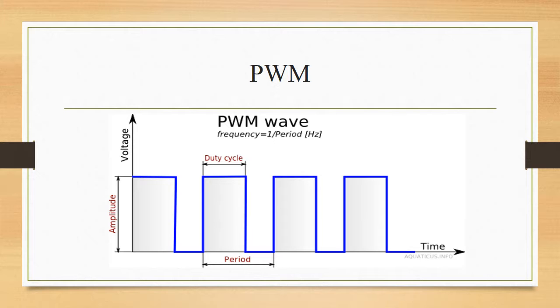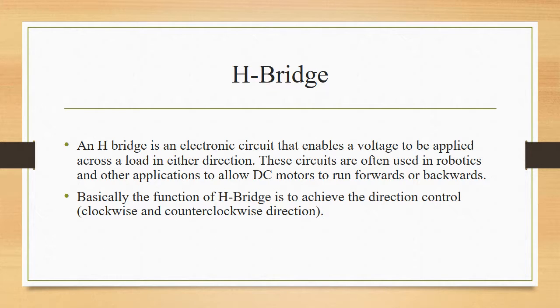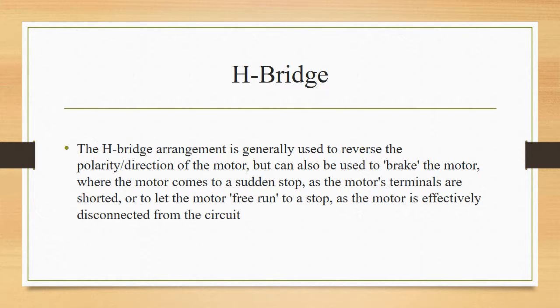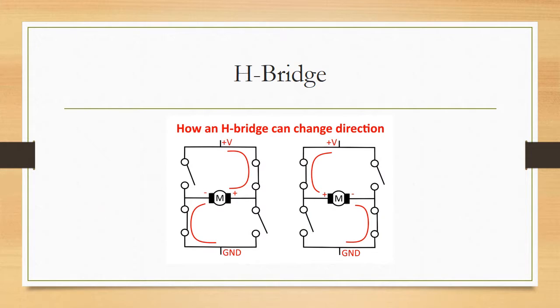Here's the diagram for the H-bridge. An H-bridge is an electronic circuit that enables a voltage to be applied across a load in either direction. These circuits are often used in robotics and other applications to allow DC motors to run forward or backwards. Basically, the function of the H-bridge is to achieve the direction control. Here's a diagram showing how an H-bridge can change direction.